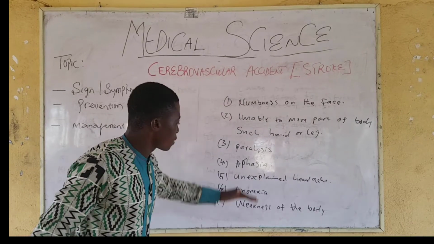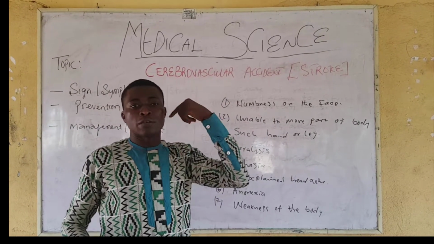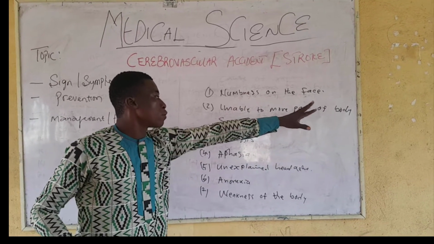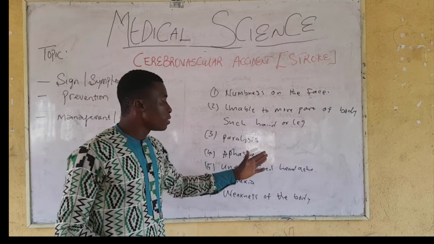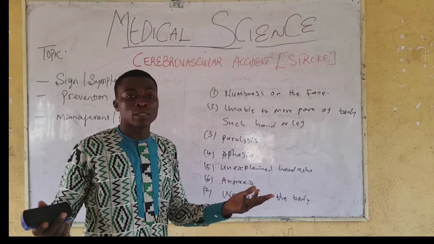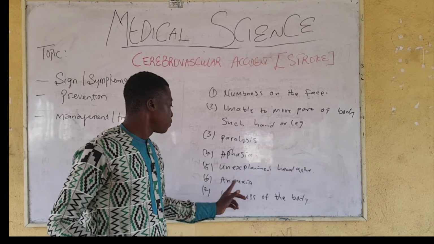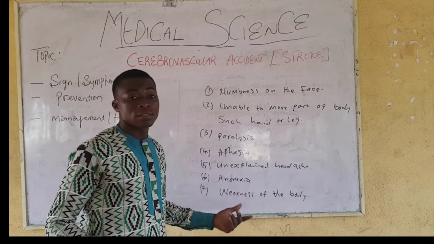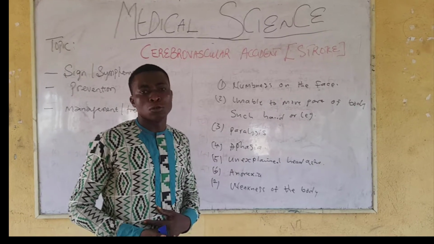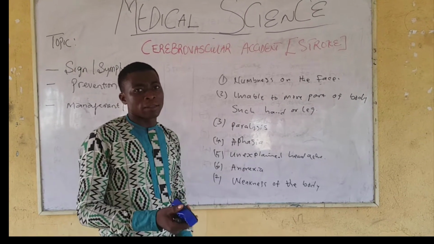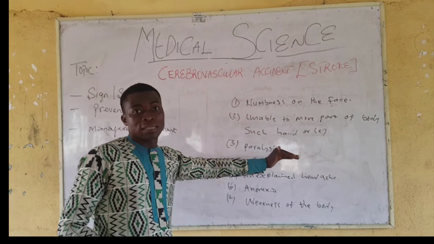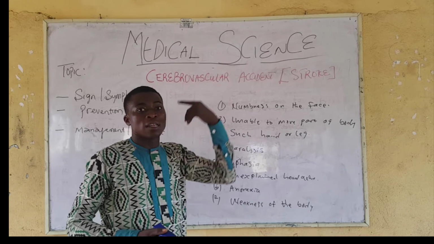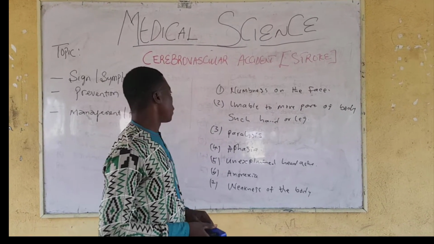Now, all these signs, when you witness them, your mind should refer to stroke automatically. Number 1, numbness of the face; unable to move any part of the body, such as the hand or leg; paralysis; aphasia, which is inability to make a speech; unexplained headache; anorexia, which means loss of appetite; and weakness of the body. When you see any of these, your mind should tell you that the person is prone to stroke. Thank you very much.